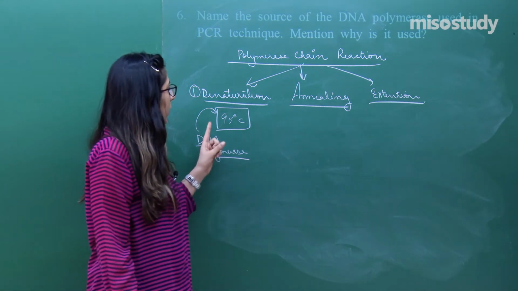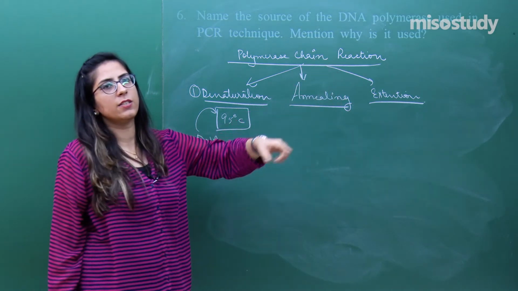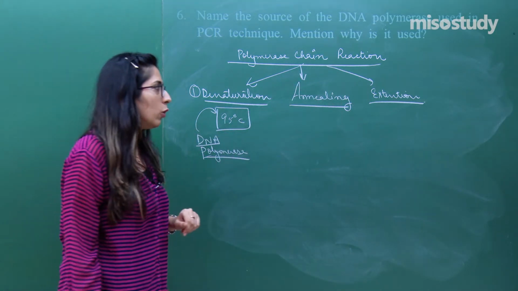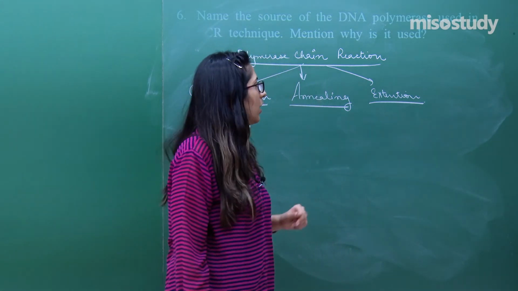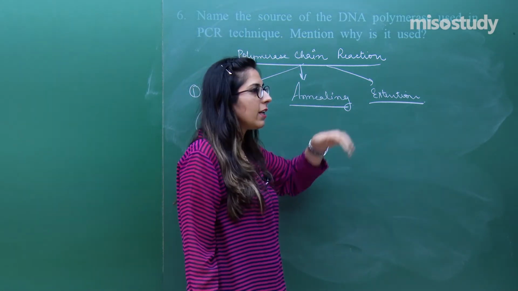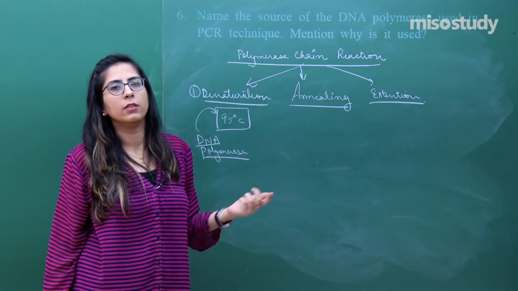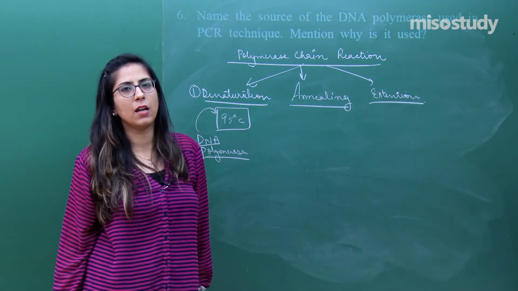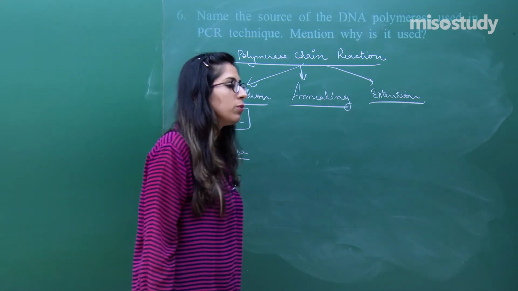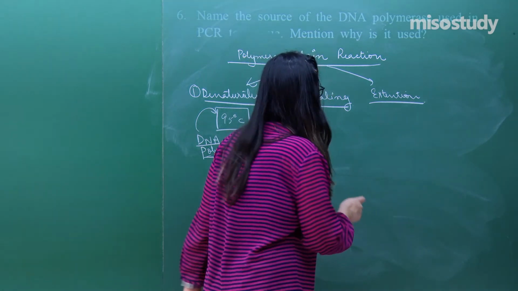So, first one step will happen and then the second step will happen. In the third step, I need a DNA polymerase, one which can be added in the extension process. In this, again and again I have to add this DNA polymerase. So, this was a drawback of this particular instrument, that is PCR. So, Kary Mullis used one enzyme which is called Taq polymerase.